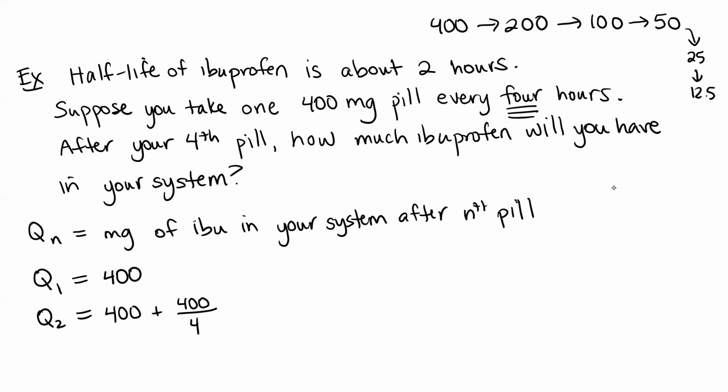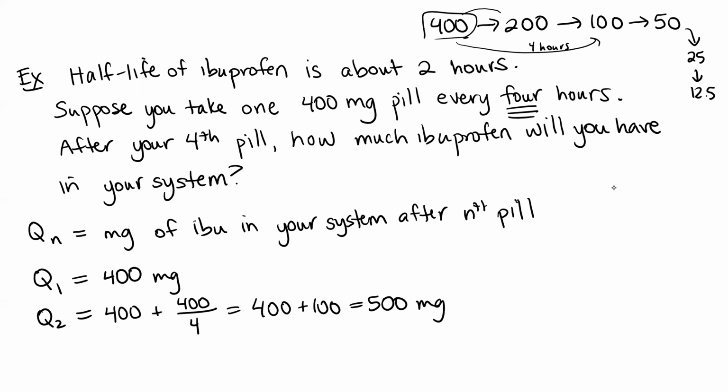So remember, if we start with 400 milligrams, after 2 hours, we have 200 milligrams left. And that means after 4 hours, we have 1/4 of that left. We have 100 milligrams left. So Q2 is 400 plus 400 divided by 4. So we've got 400 plus 100 equals 500 milligrams of ibuprofen in your system.